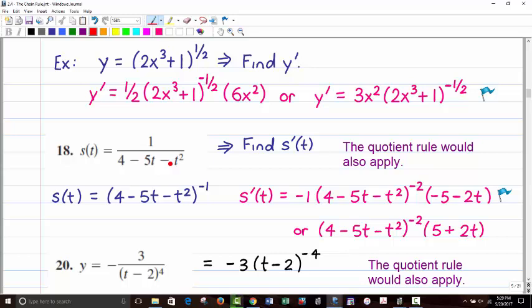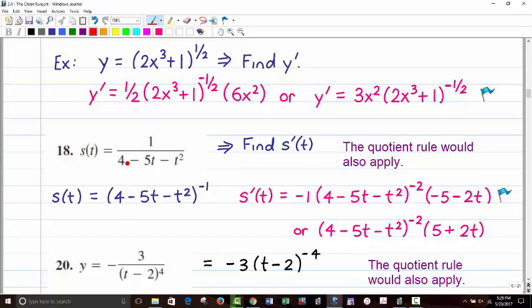Here's 1 over 4 minus 5t minus t squared. Now I'm also mentioning over here the quotient rule would apply here, but I wouldn't use it. Whenever there's a number in the numerator, even though you can use the quotient rule, I wouldn't, because I think it's just easier if you do like these next two examples, you see what I do here. But hey, if you want to, knock yourself out, have a good time. But I wouldn't.